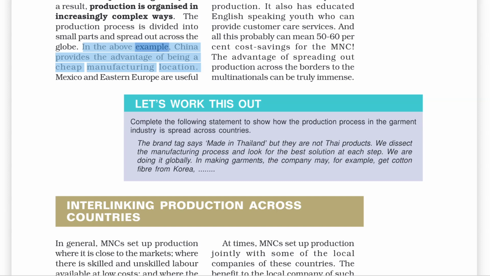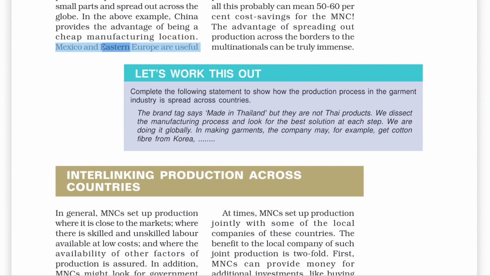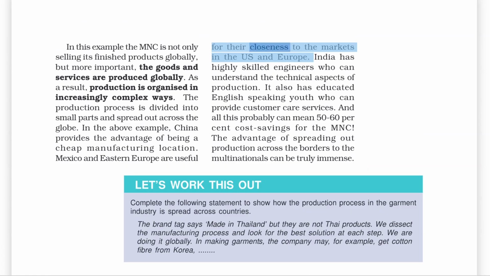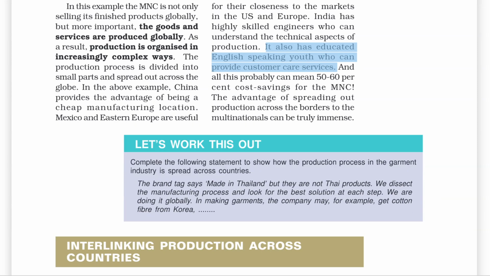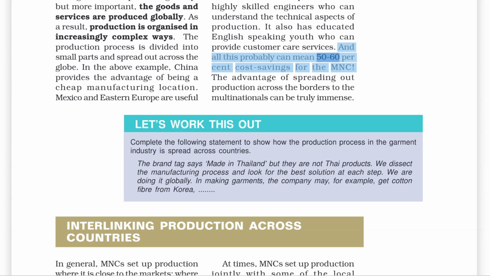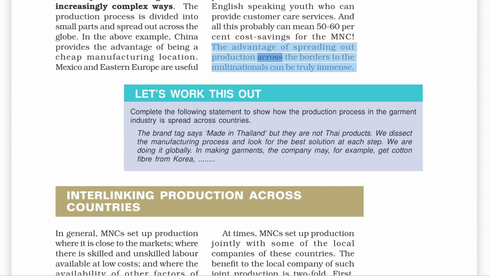In the above example, China provides the advantage of being a cheap manufacturing location. Mexico and Eastern Europe are useful for their closeness to the markets in the US and Europe. India has highly skilled engineers who can understand the technical aspects of production. It also has educated English-speaking youth who can provide customer care services. And all this probably can mean 50 to 60% cost savings for the MNC. The advantage of spreading out production across the borders to the multinationals can be truly immense.